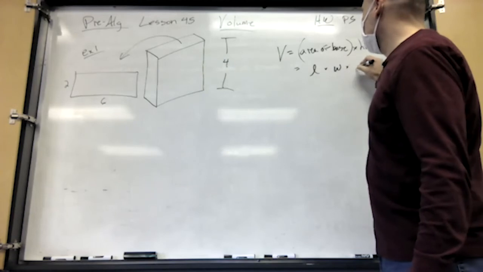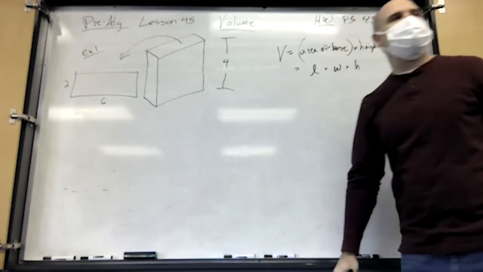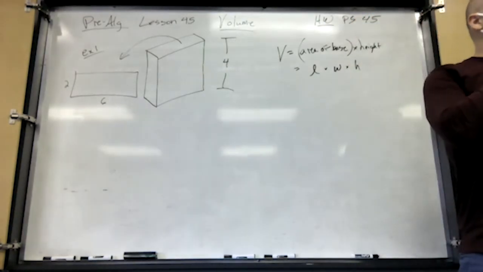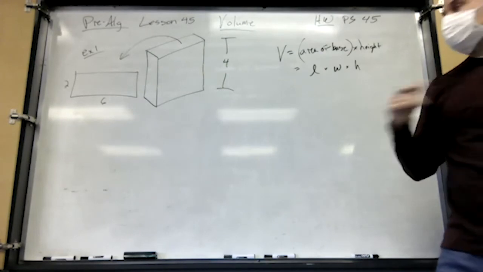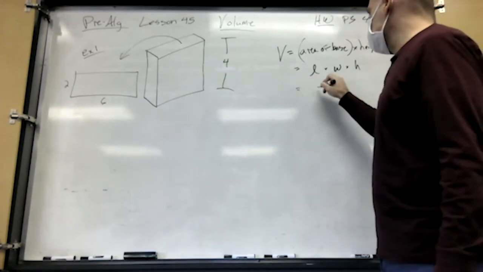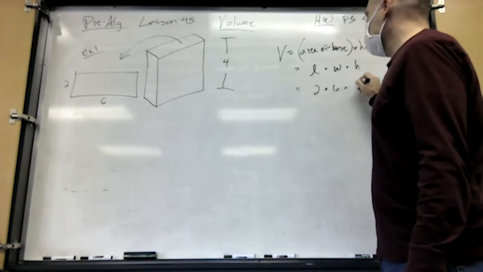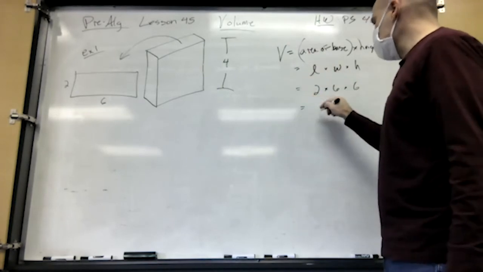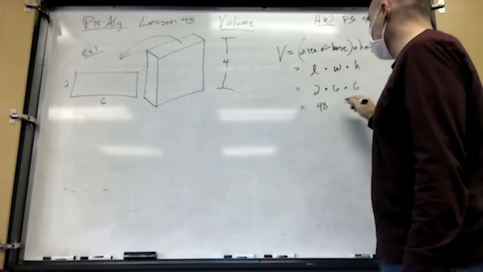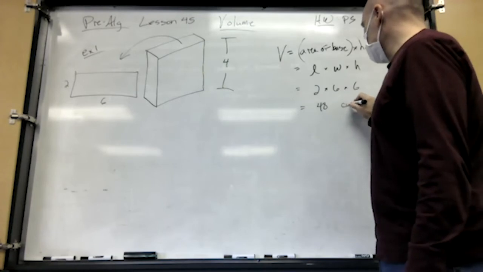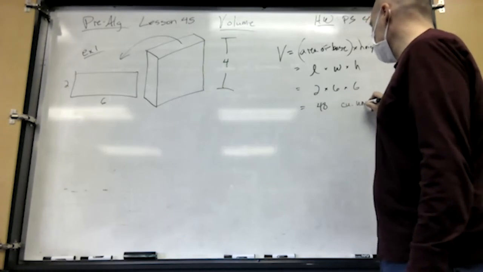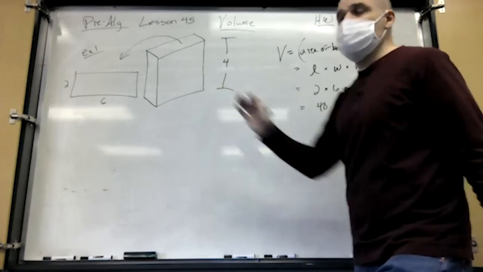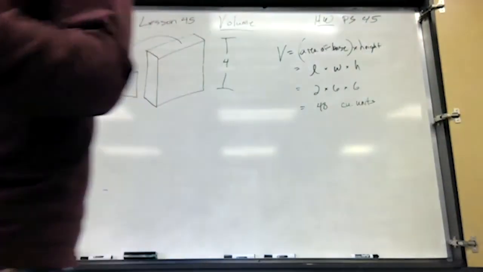Length times width, right? So that's 2 times 6. And then the height is 4. So yes, it's 48. So this is 48. Instead of square units, we're going to say cubic units. So if this was inches, it'd be cubic inches. If it was feet, it'd be cubic feet.